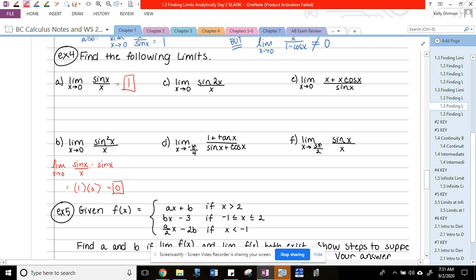We plug in negative pi over 4 using direct substitution. We would get 0 over 0, 1 minus 1 over negative radical 2 over 2 plus radical 2 over 2. So if it's trig, we've got to rewrite this in some way. And sorry, I don't know why I skipped part C. We'll come back to that.